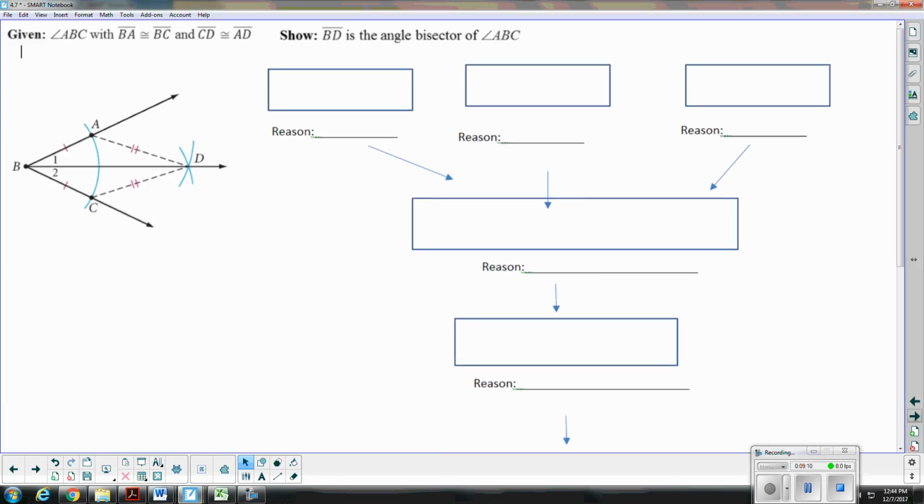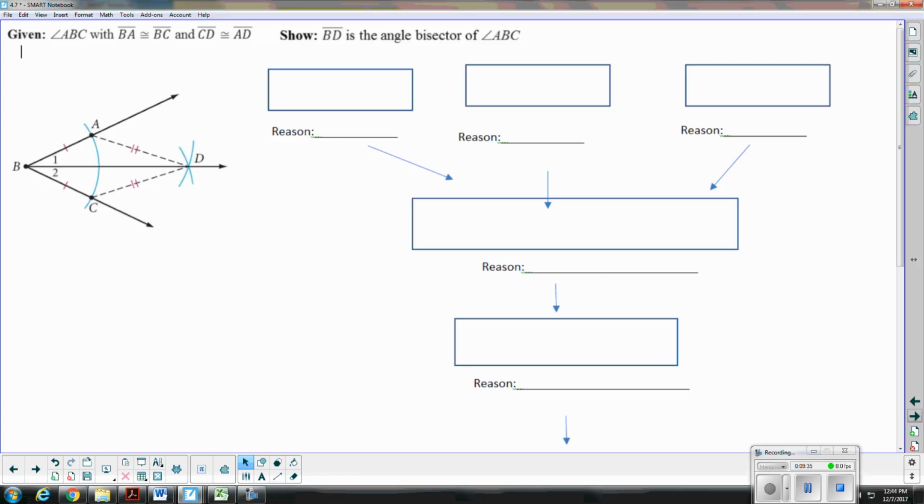All right, for this next one, it says triangle ABC has BA congruent to BC, which is marked on your diagram, and it has CD and AD congruent, which again is marked on your diagram. The question is, is BD the angle bisector of angle ABC?